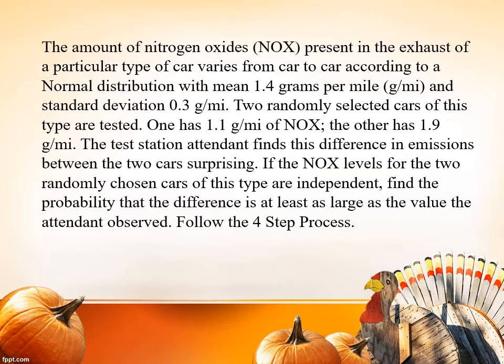Follow the four-step process. So our main problem here is that "at least as large" is definitely a problem. At least as large is going to mean that I want to know how great that difference is in either direction. So I want to know how likely it is to be less than that difference and greater than that difference. I'll show you what I mean on the next slide.